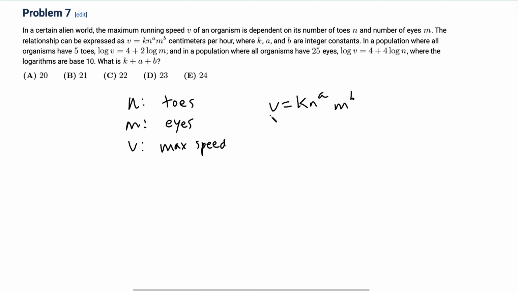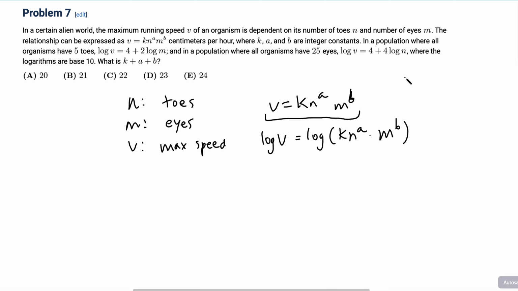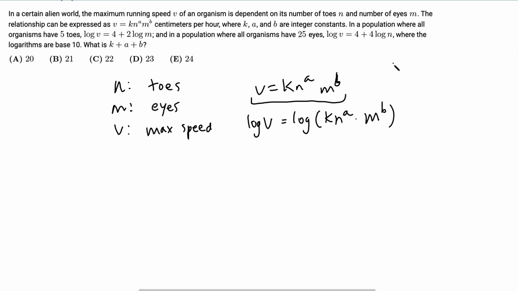So let's take the log of this general formula here and see what we can do with what we get. So log of v is going to be equal to log of k n to the a times m to the b. And k, a, b are constants. So n is a variable here. How do we break this down?